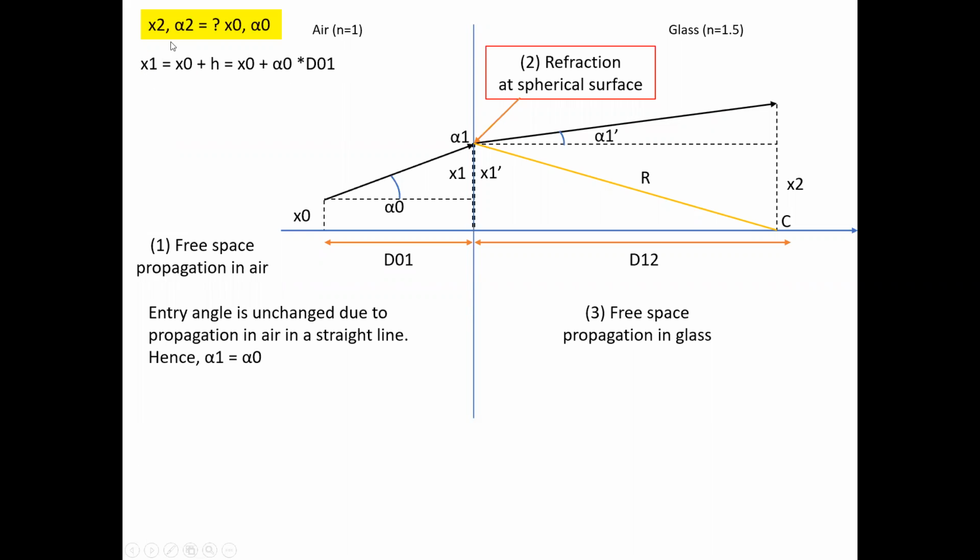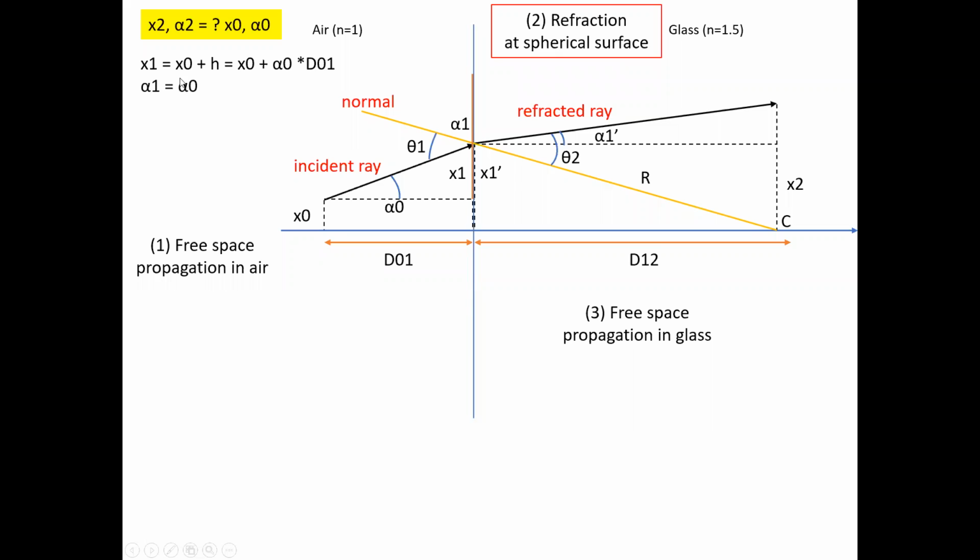This is the place where I'll save all the equations that I derived. So your x1 equals x0 plus alpha naught times d01. Now the second thing to equate are the angles. The angle is unchanged, like we saw, because it's just propagated and nothing else has happened. So alpha 1 equals alpha 0, same angle. I'll save that over here as the second equation. That's done for free space propagation in air.